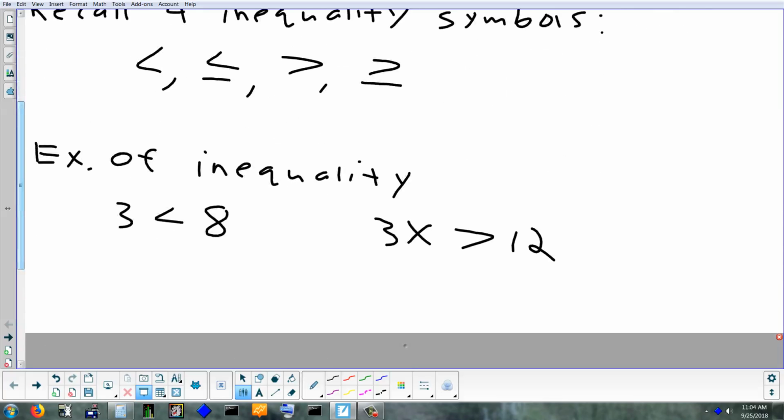Does anybody remember what you have to be careful about with inequalities? We're going to get to it, and I'll write it down, but there's just one thing that's a little different than an equation. Yep, if you divide by a negative, you have to flip the direction of the sign. Anything else?